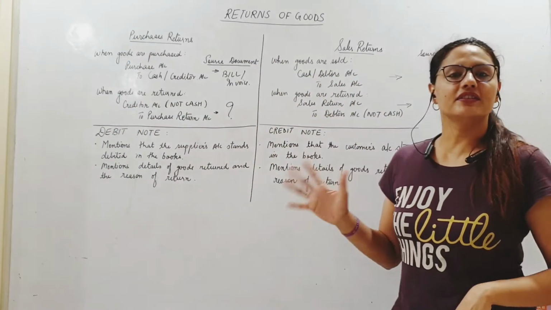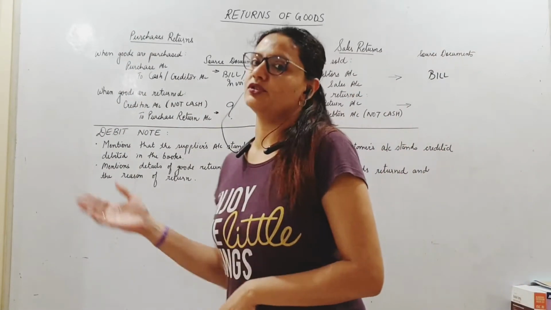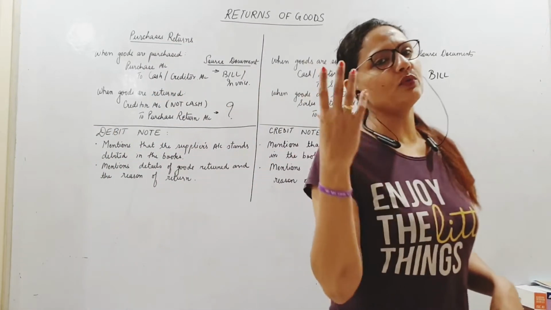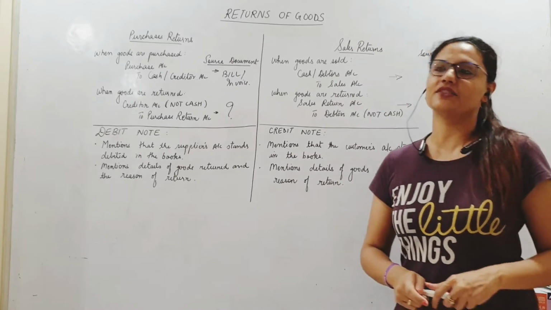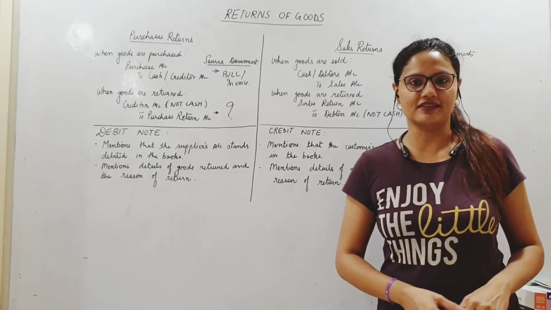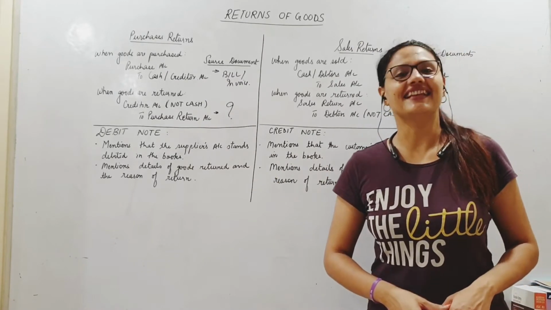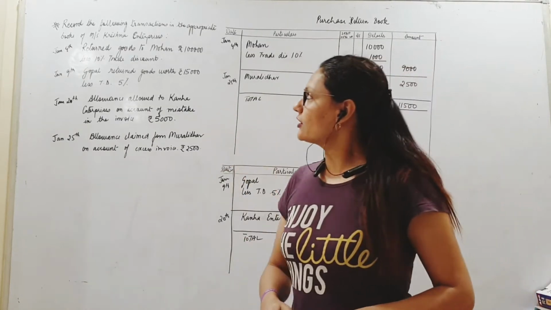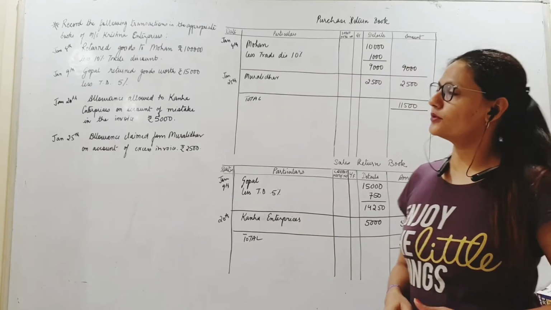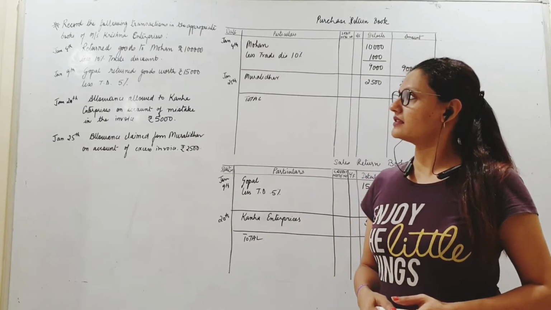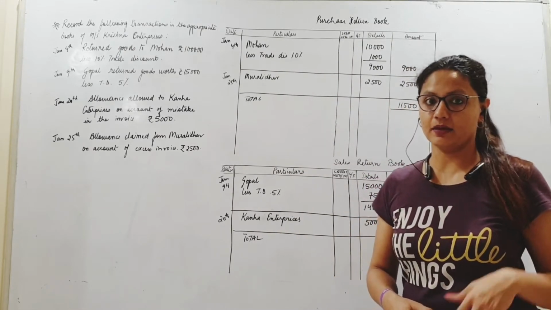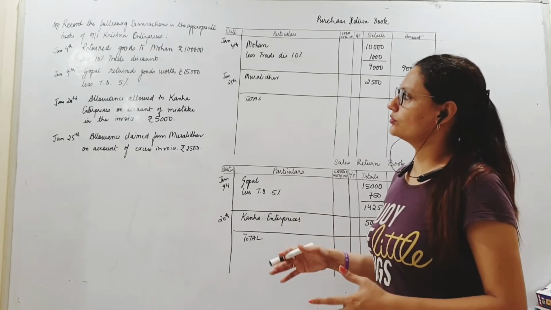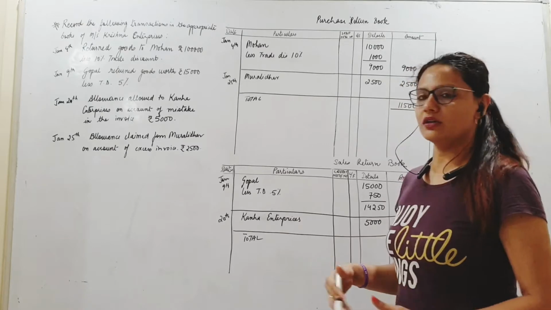Fine. If this is clear, we can straight away jump to the format and a short sum on how we record the purchase return and sales return in the respective books. So are you ready? Let's get started. Alright. Record the following transactions in the appropriate books of Messrs. Krishna Enterprises. Appropriate books. And all we see here is return goods to Gopal, return goods, allowance allowed, allowance claim.